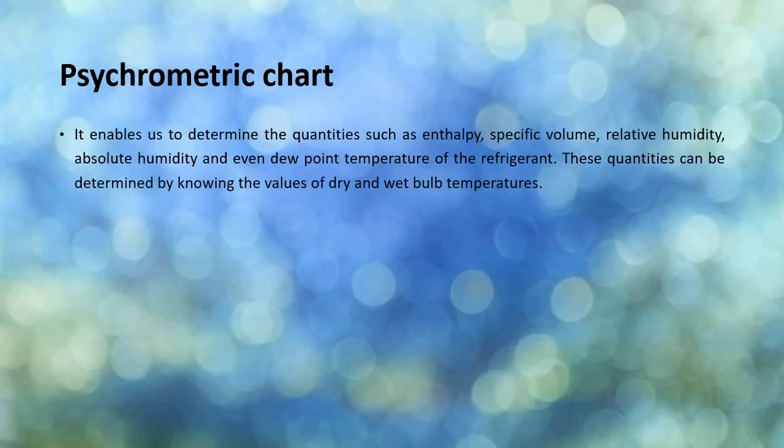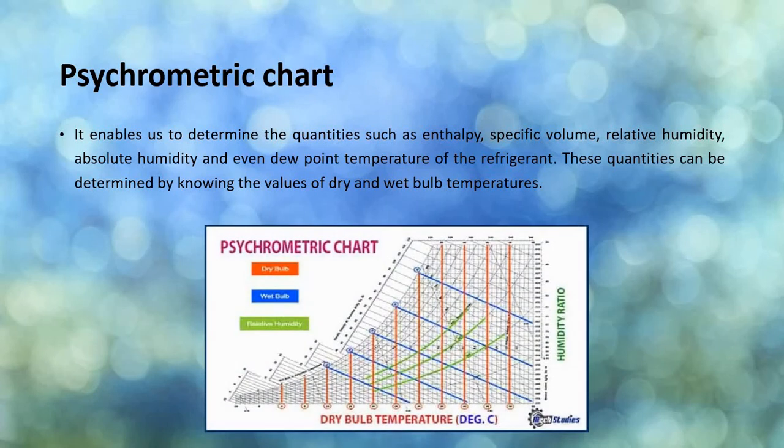So for the instrumentation used, first is the psychrometric chart. It enables us to determine quantities such as enthalpy, specific volume, relative humidity, absolute humidity, and even dew point temperature of the refrigerant. These quantities can be determined by knowing the values of dry and wet bulb temperatures. This figure shows the values of the dry bulb, wet bulb, and the relative humidity of the psychrometric chart.